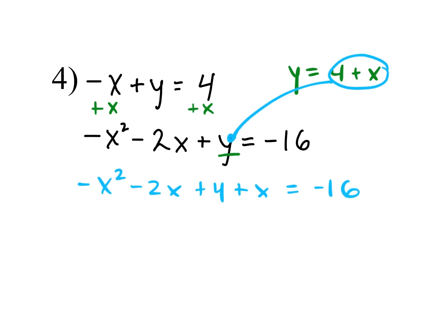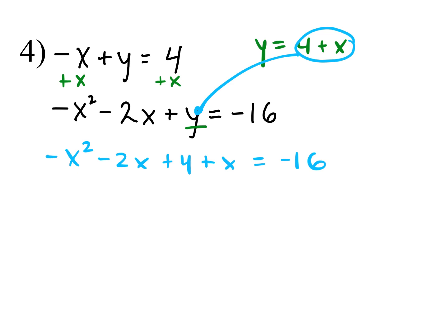What should we do next? Combine like terms, and what else? We want to make it equal to 0. Why do we want to make it equal to 0? To be able to factor. Notice how we have an x squared. If you have an x squared and an x, you have to factor to solve.